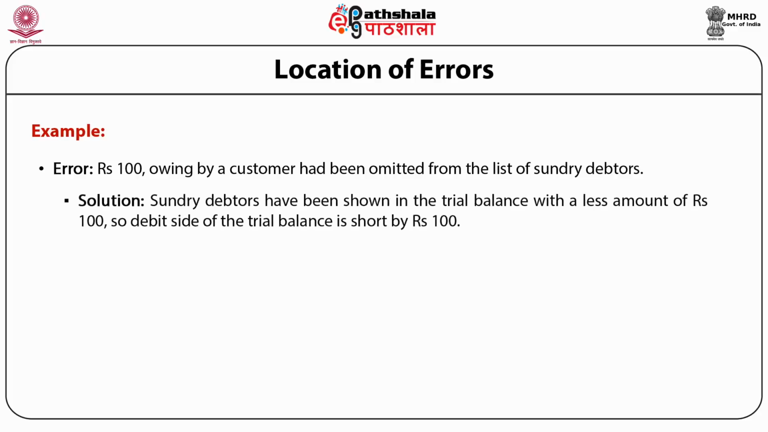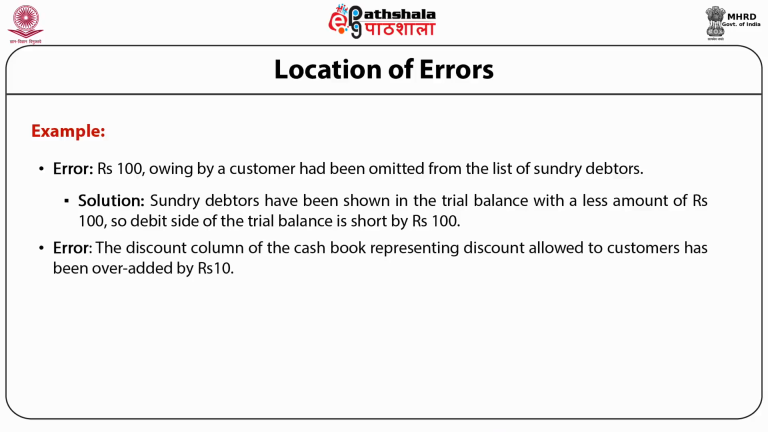Sundry debtors have been shown in the trial balance with an amount less by 100, so the debit side of the trial balance is short by rupees 100. Error: the discount column of the cash book, representing discount allowed to customers, has been over-added by rupees 10.